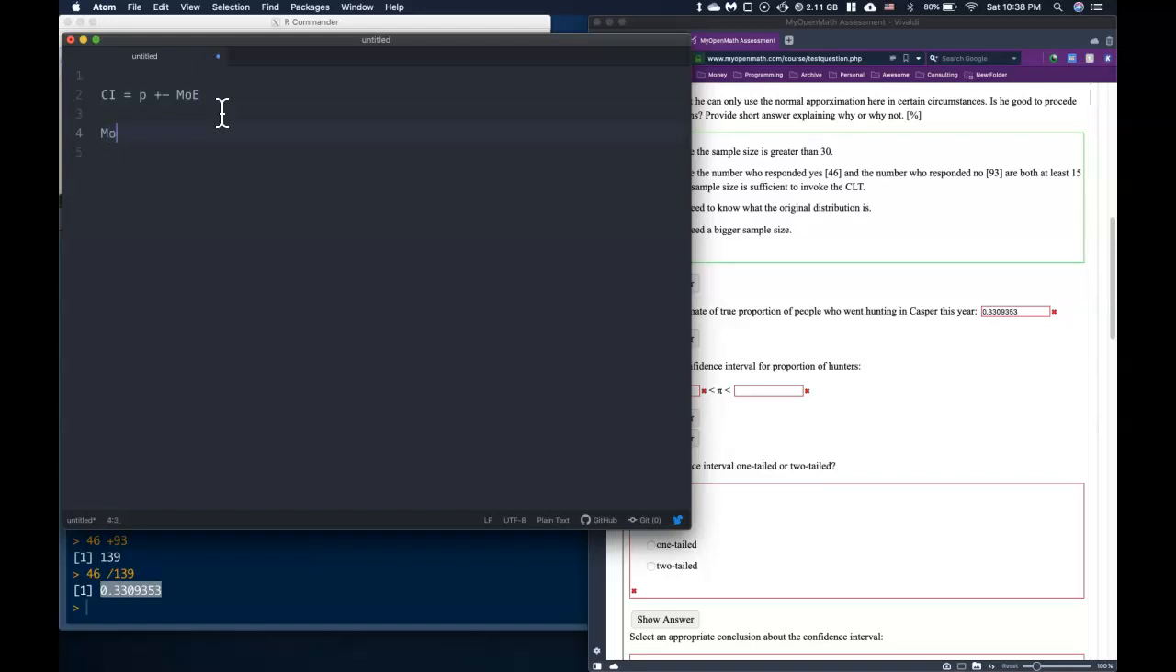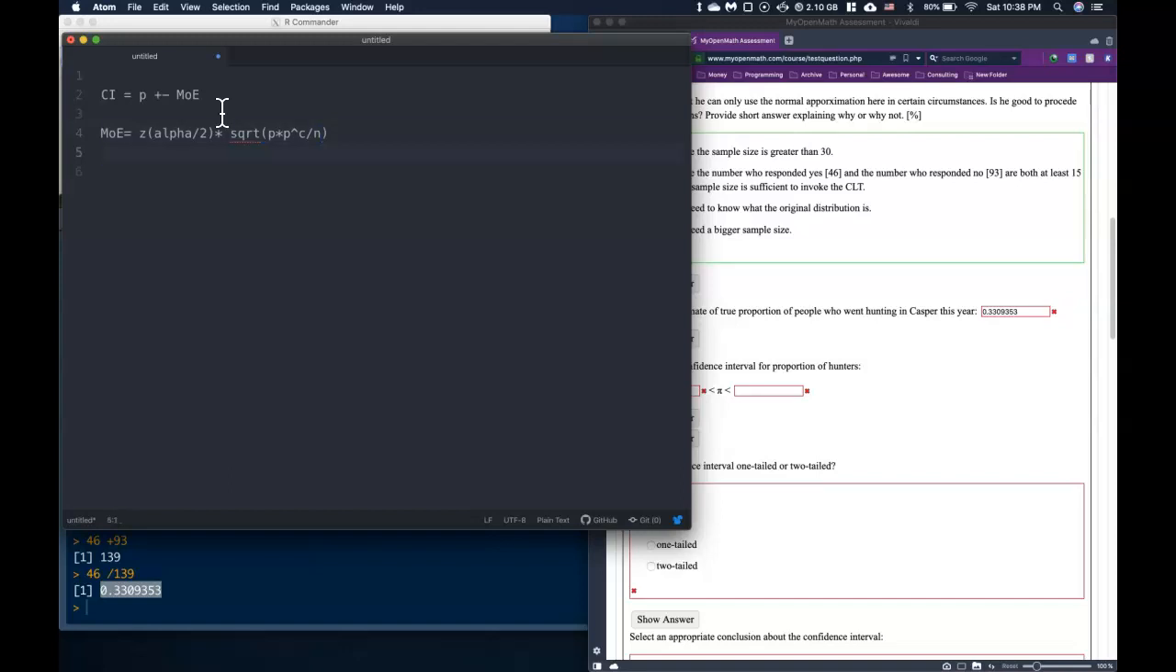And our margin of error is going to be equal to Z, and we need to find this Z value at alpha divided by 2, multiplied by the square root of what? P times P complement, and we want to divide that by n. That will give us our margin of error.